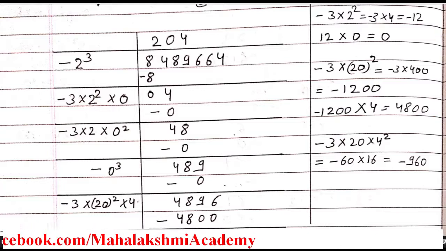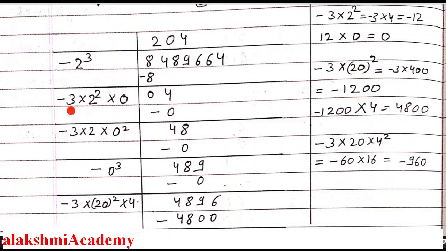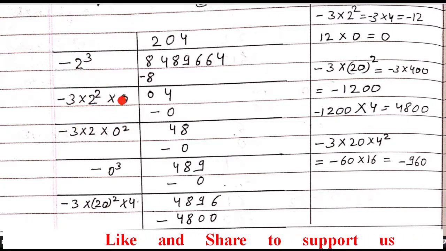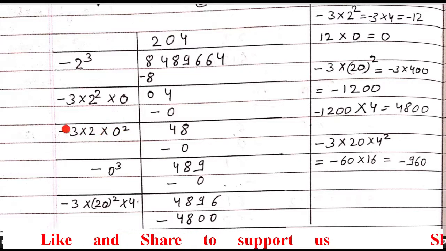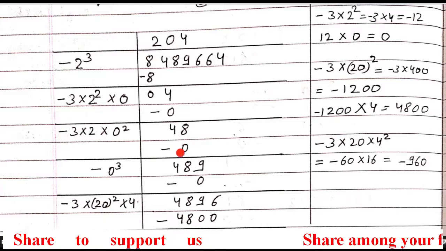This 3 as it is, then decrease the power of 2. So first power was 3, then power 2, now it's going to be 1, and here you have to increase the power. So here power is 1, and that's why here power is going to be 2. Means 2's power is going to decrease and 0's power is going to increase. Now any number multiplied by 0 is 0. So 48 minus 0 is 48.